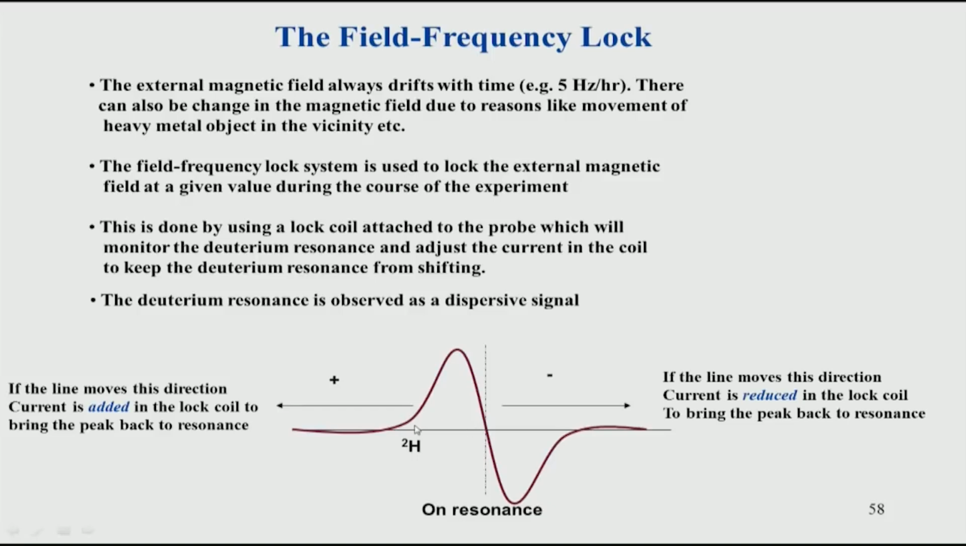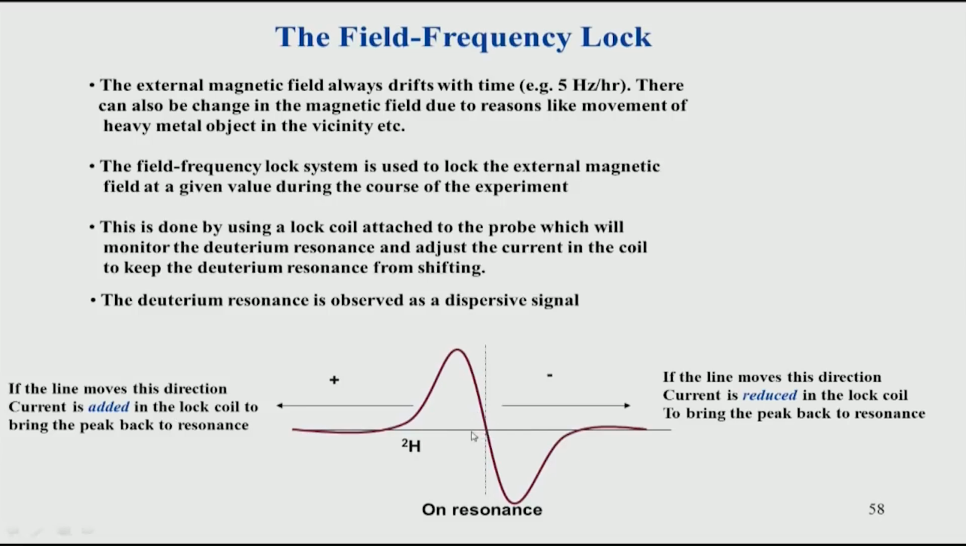If the magnetic field drifts, that means the magnetic field reduces, then this line will also shift, because, remember, omega is equal to gamma B0. So if B0 changes, omega will also change, and omega is nothing but frequency. So this peak starts moving around if there is a drift in the magnet. What is done is a correction. The current is supplied to a coil, the lock coil, such that this drift is subtracted.